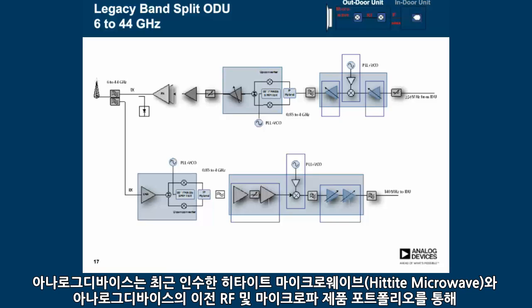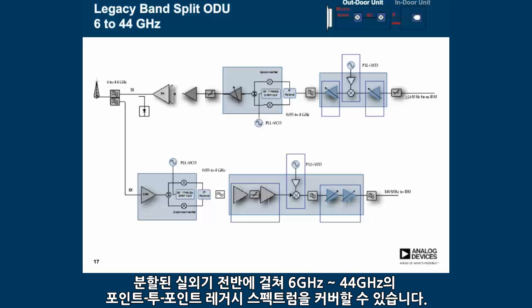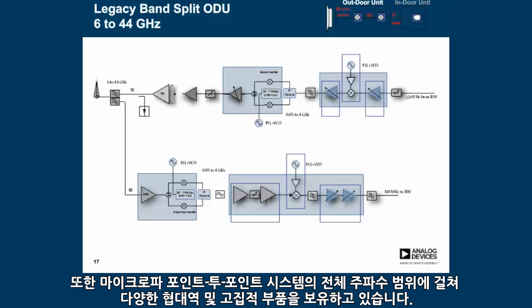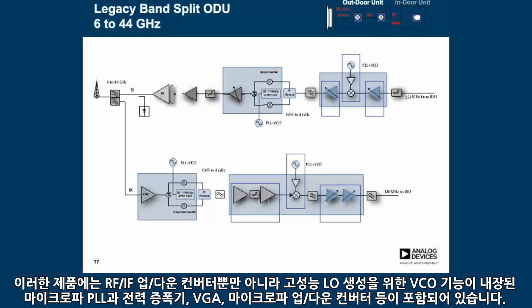With the recent acquisition of Hittite Microwave and the previous Analog Devices RF and microwave product portfolio, Analog Devices can now cover the entire 6 to 44 GHz point-to-point legacy spectrum across the entire split outdoor unit. We have a wide variety of narrowband and high integration parts that span the full frequency range for microwave point-to-point systems. These products include power amplifiers, VGAs, microwave up-down converters, and microwave PLLs with integrated VCO functions for high-performance LO generation, as well as RF-IF up-down converters.